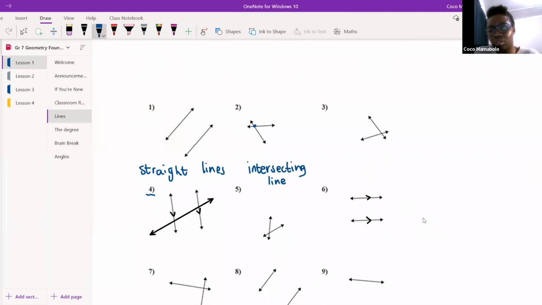Twice, ma'am. Oh, not twice. Once, ma'am. I only have one dot, once. And that's why we call them intersecting lines.